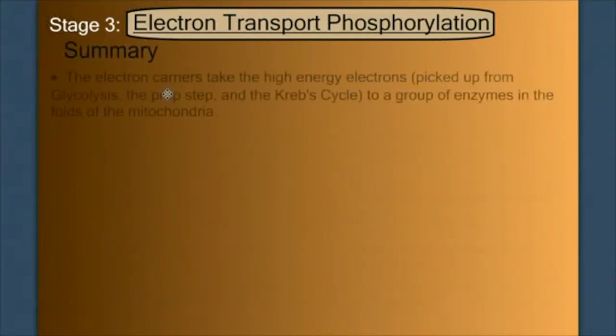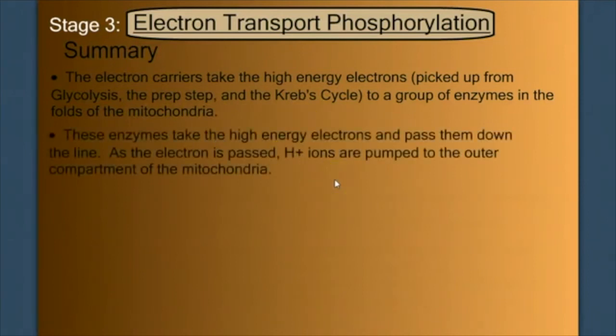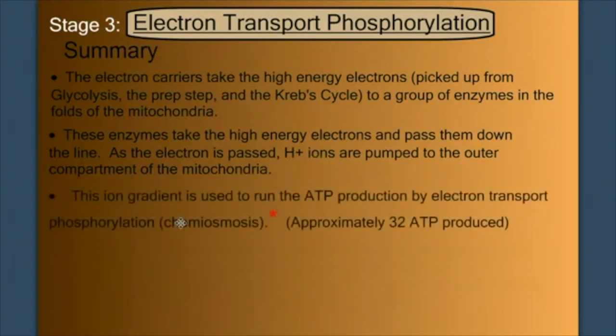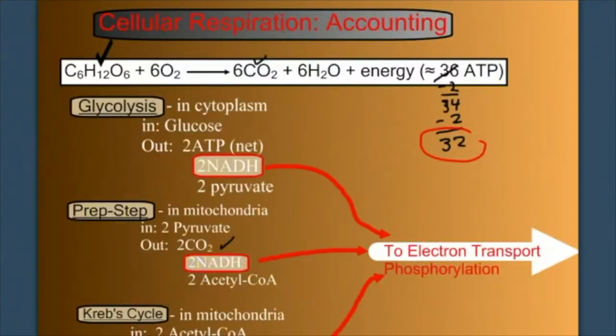So let's quickly summarize. In electron transport phosphorylation, electron carriers take the high energy electrons picked up during glycolysis, the prep step, and Krebs cycle, the NADH and FADH2, to a group of enzymes in the folds of the mitochondria. These enzymes take the high energy electrons and pass them down the line, and as the electron is passed, hydrogen ions, or protons, are pumped to the outer compartment of the mitochondria. This ion gradient is used to run the ATP production by electron transport phosphorylation, or chemiosmosis, and we produce approximately 32 ATP. So let's move to a final accounting.